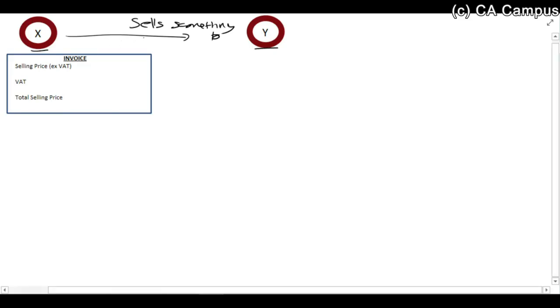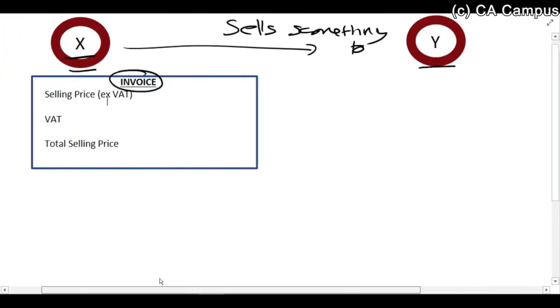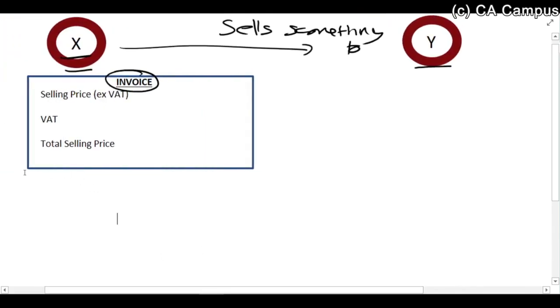That's the idea that we're going to be using here. At the time when taxpayer X sells something, taxpayer X will give Y an invoice. This invoice says selling price excluding VAT, VAT, and total selling price. So this is the standard thing which I'm going to be using. Okay, so let's start off with the following.